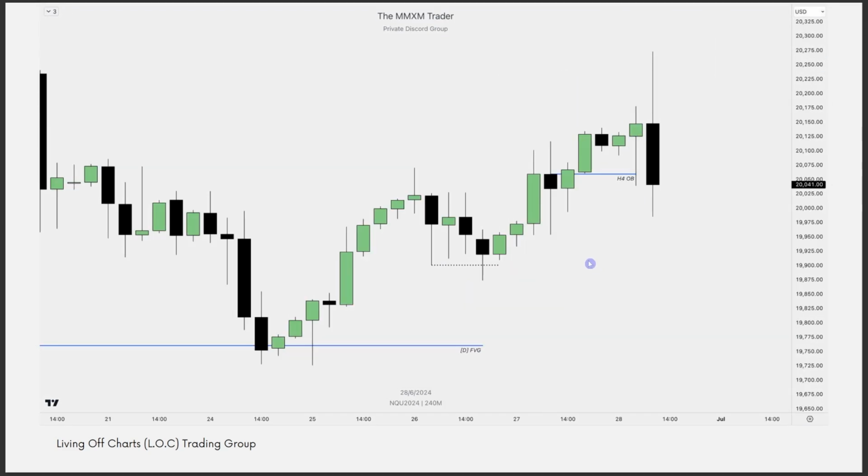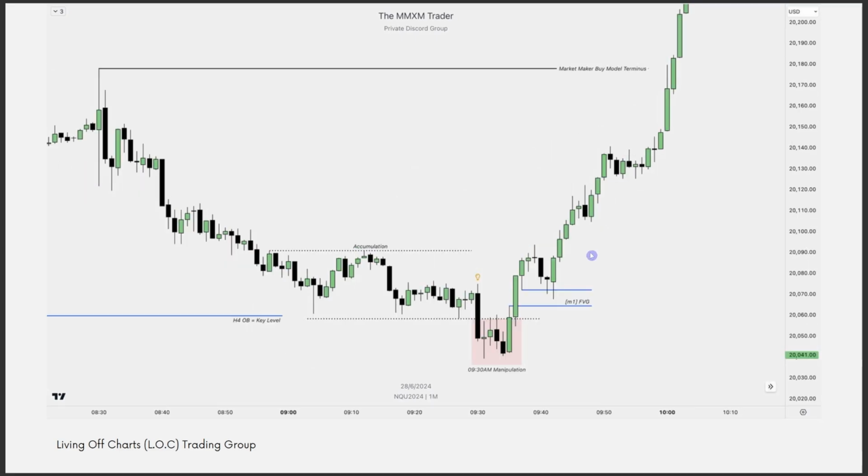Now over here we've got the 4-hour chart again, right, from Nasdaq. Daily key level hit, stop run down here, and then again a key level. So where do we want to find our opportunity? This is the 1-minute chart, right? We have a 4-hour order block, that is the key level. So we wait for price to dip back into that key level, and notice how we start to accumulate again just before that key level.